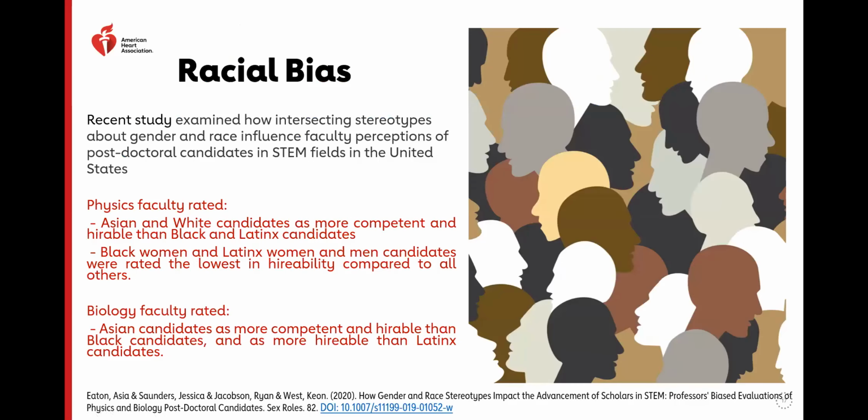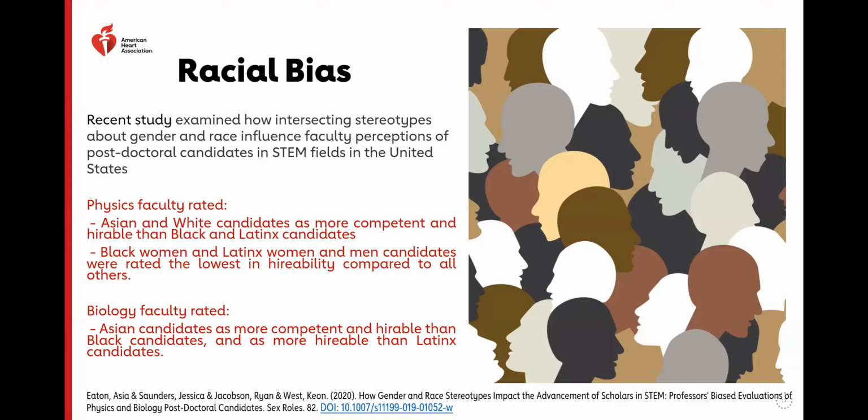Racial bias. There are many studies in the area of racial bias. One recent study examined how intersecting stereotypes about gender and race influence faculty perceptions of postdoctoral candidates in STEM across the country. More than 250 biology and physics professors from 8 large public US research universities were asked to read one of 8 identical CVs, depicting a hypothetical doctoral graduate applying for a postdoc position in their field. They were asked to rate them for competence, hireability, and likability. The candidate's name on the CV was used to manipulate race and gender, with all other aspects held constant.